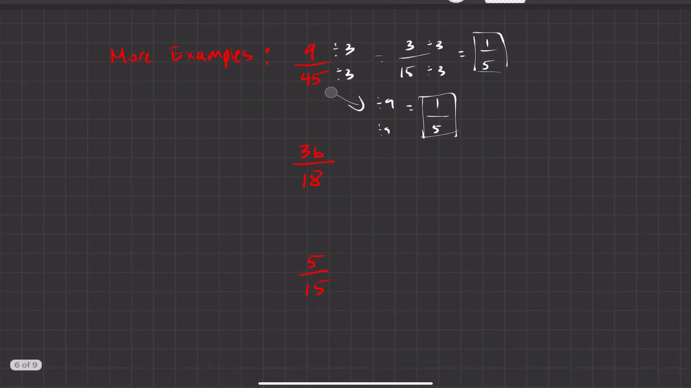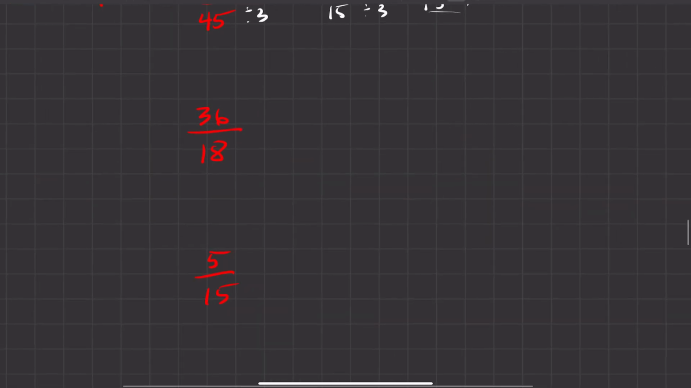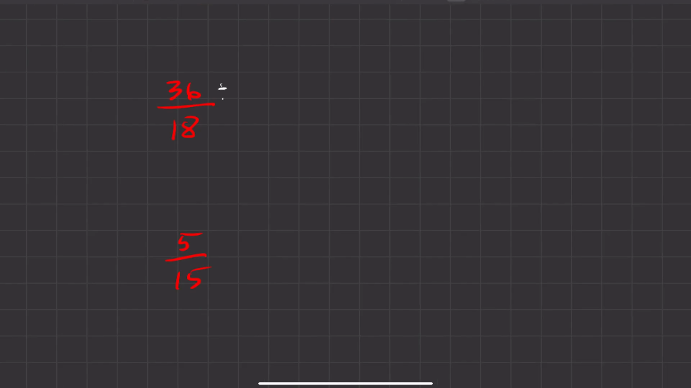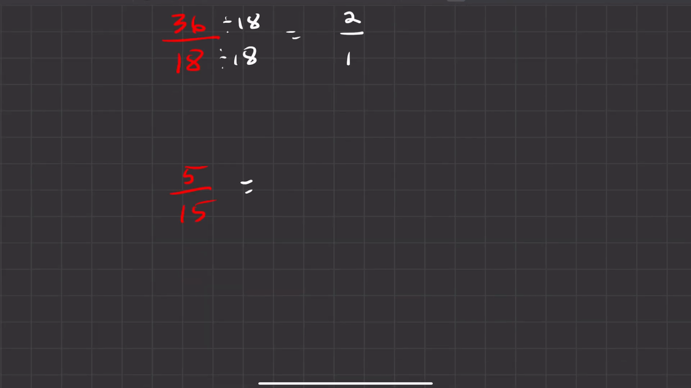I'm going to erase this so I have more room to do the second problem. I can see for 36 over 18, 18 does go into 36, right? So if I divide both sides by 18, y'all, that's going to give you what? 2 over 1, okay? So the GCF in this case was just 18. And then here, 5 over 15, y'all, I don't even have to write anything other than the answer because I'm going to simplify that as 1 over 3. That's your answer, okay?